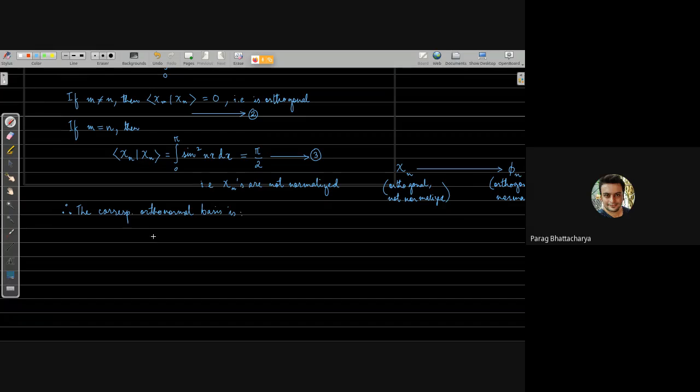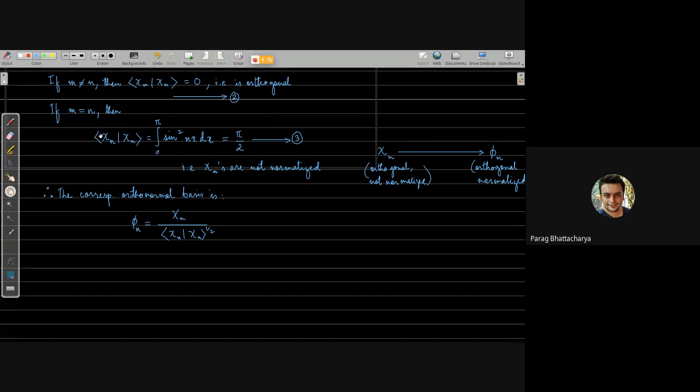Phi n is equal to, take the corresponding chi n, and divide it by the square root of the self scalar product, to the power 1 by 2. So that's how you do it. This gives us the scalar product of chi n with chi n is equal to pi by 2. So you take the reciprocal of this and take the root over. So there's going to be a root over 2 by pi.